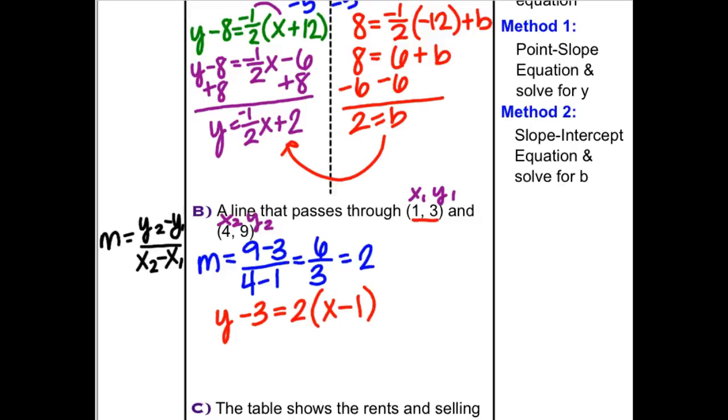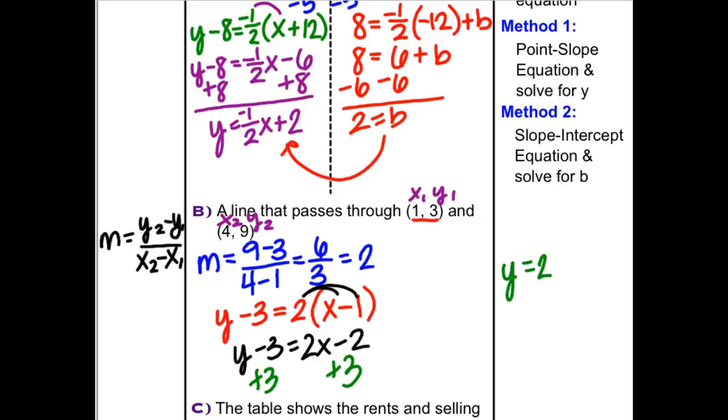And then I can distribute that 2 in, and that gives me y minus 3 equals 2x minus 2. I can then add 3 on both sides, which gives me a final answer of y equals 2x plus 1.